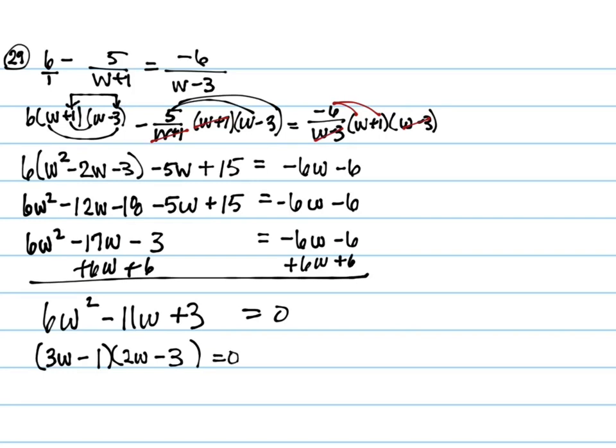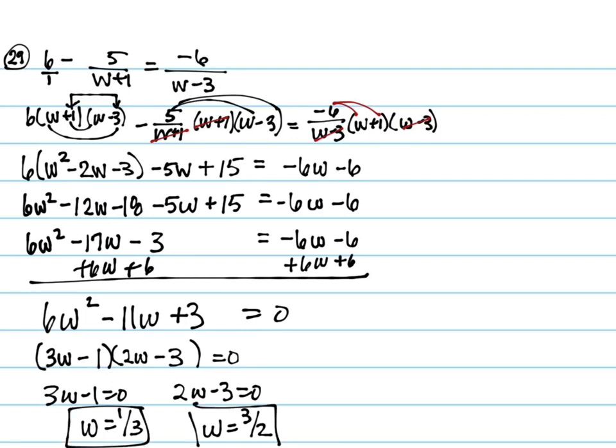And if you set each part equal to 0, the first one gives you 1/3, and 2w minus 3 equal to 0 gives you 3/2, neither of which are problems with the denominators that we have. So we have 2 solutions on this one to our problem.